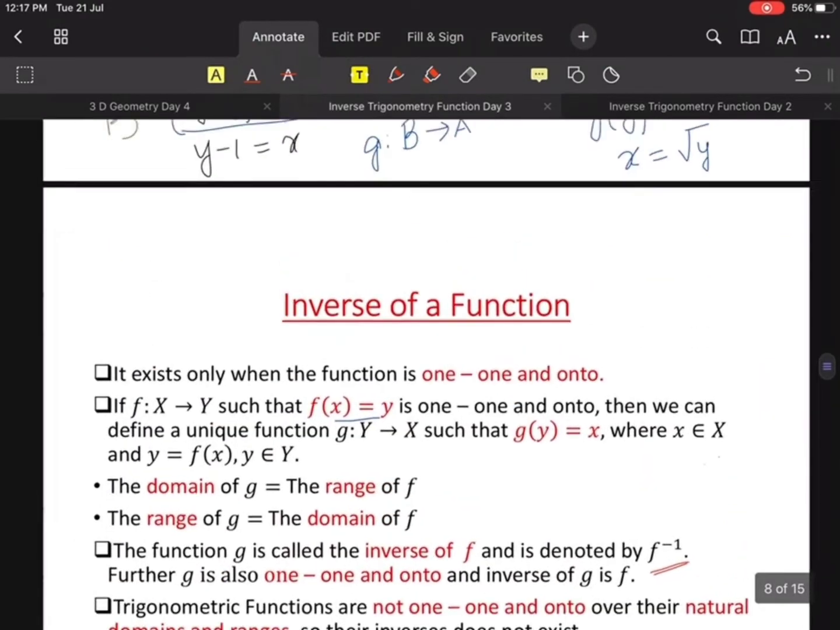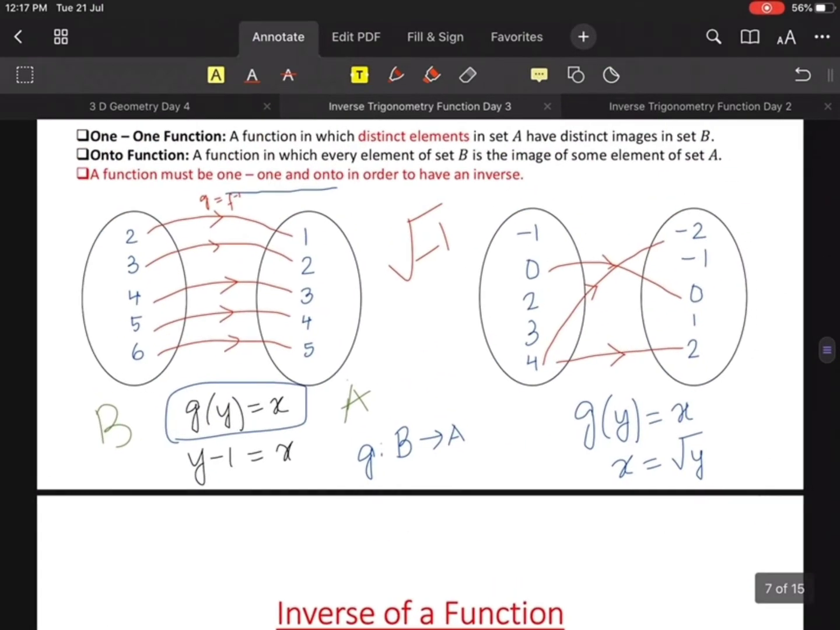Look at this one. The g function, which is the inverse of f, is a 1-1 function: 2 to 1, 3 to 2, 4 to 3, 5 to 4, 6 to 5. It is also an onto function, because 1, 2, 3, 4, 5 are images of some elements of the set B. Since g is 1-1 and onto, it also has an inverse. We can find the inverse of that also, and it is very simple. The inverse of that will be f, the function whose inverse we took.